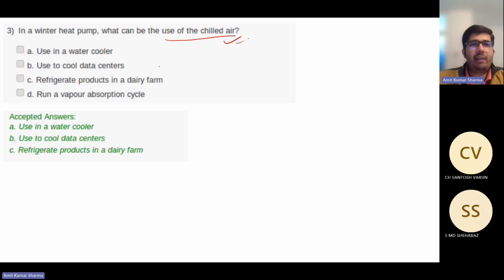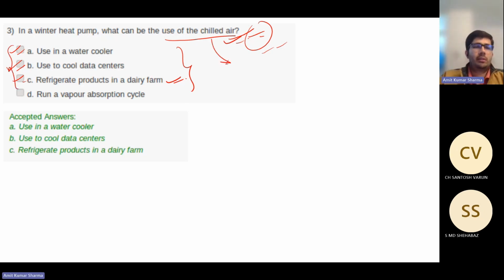So basically, if we are having chilled air, then this chilled air can be used in a water cooler to cool the water, also in data centers, also to refrigerate products in a dairy farm. So there are three applications for the chilled air: it can be used in water coolers, to cool data centers, and to refrigerate products in a dairy farm.